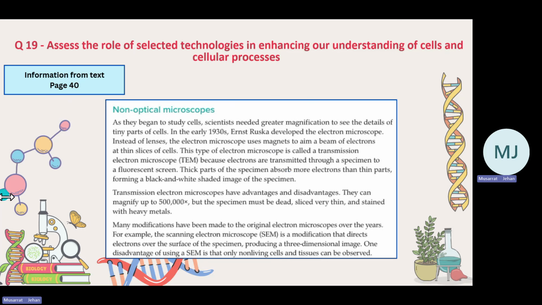It had both advantages and disadvantages. The advantage was that it could magnify 500,000 times. We could see the specimen. That was very good. The disadvantage was that we could not see a living cell. The cell had to be dead to be observed. It has to be sliced very thin so that the electrons can pass through it.